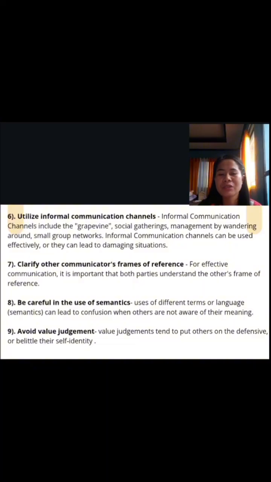Avoid value judgment. Value judgment tends to put others on the defensive or belittle their self-identity.